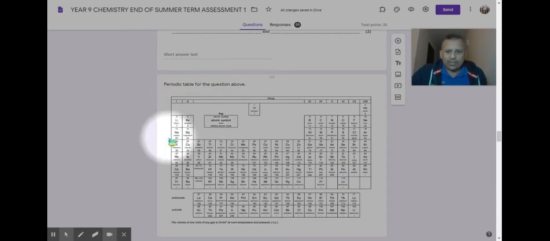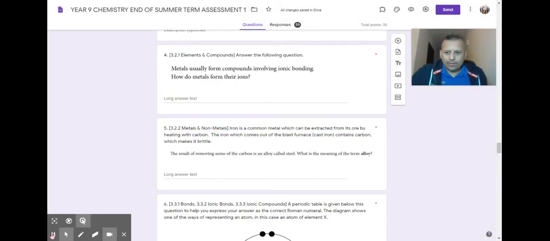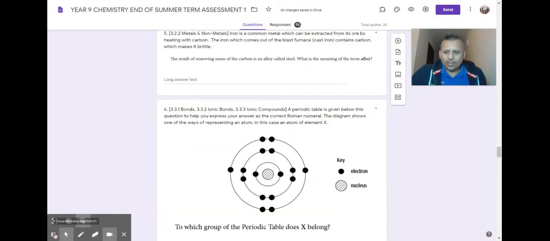So the answer was helium and magnesium. Next question, how do metals form their ions? They lose their outer electrons.